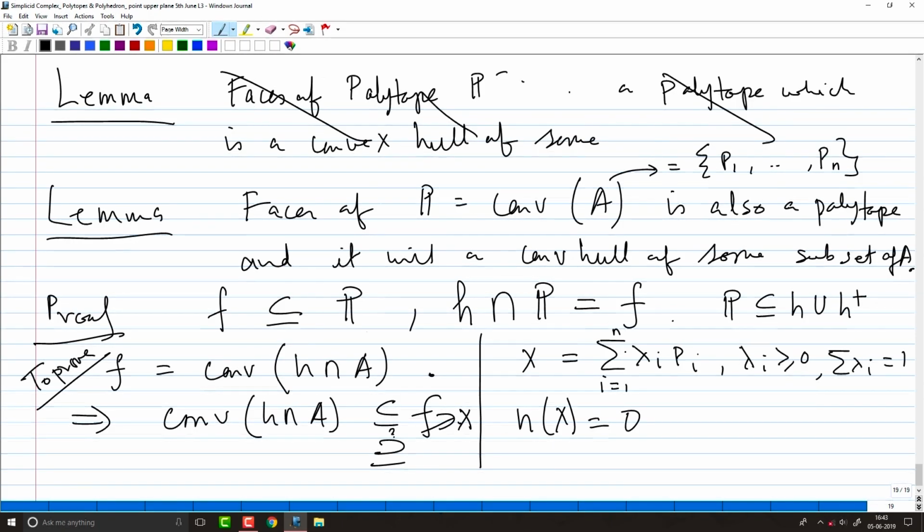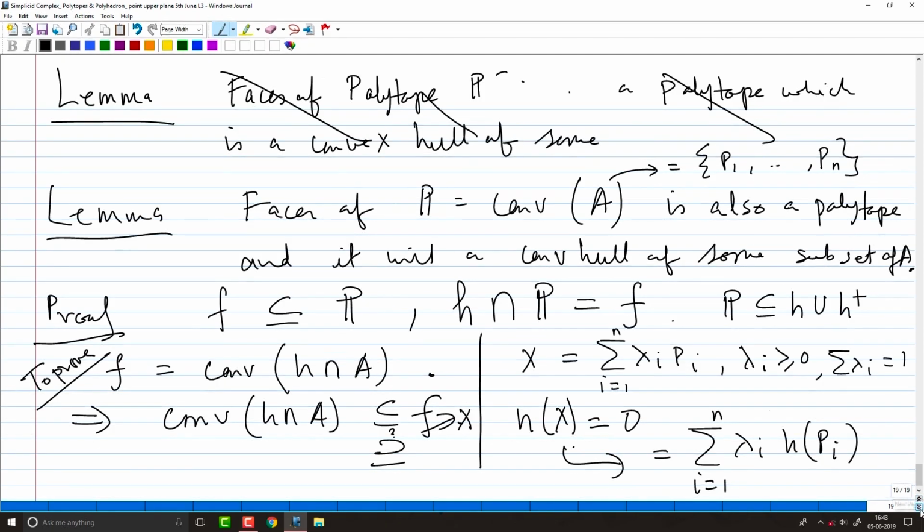x is a convex combination of the Pi's. So H of x is nothing but a summation, as I can push H inside. This is something you have to verify yourself, but believe me, this is true, and it is just one line; from the definition it follows. Good. Now if all the lambda i's for which Pi is not in H intersection A are 0, then the point x has to lie in the convex hull of H intersection A. So what am I claiming?